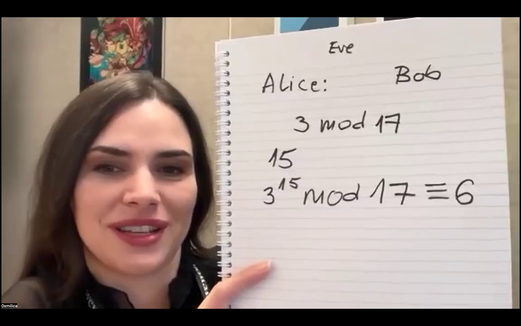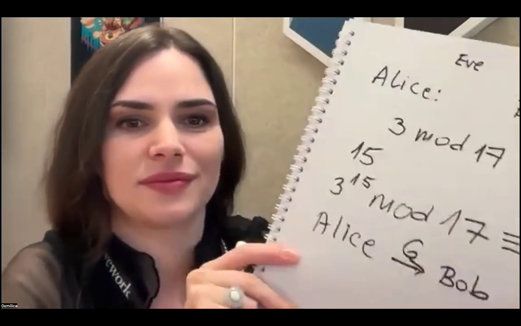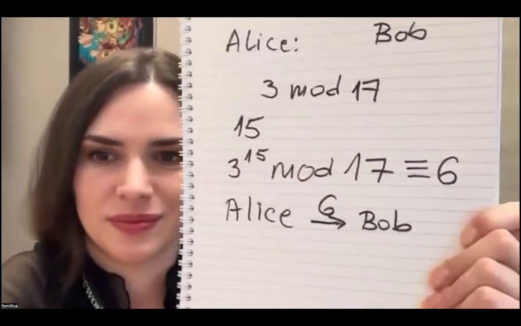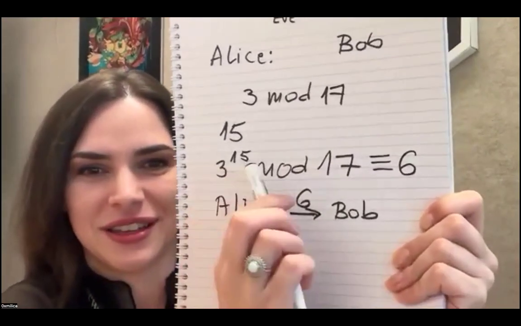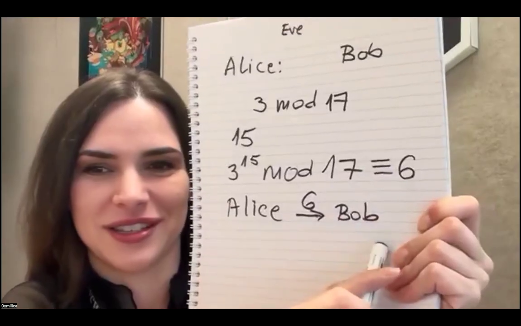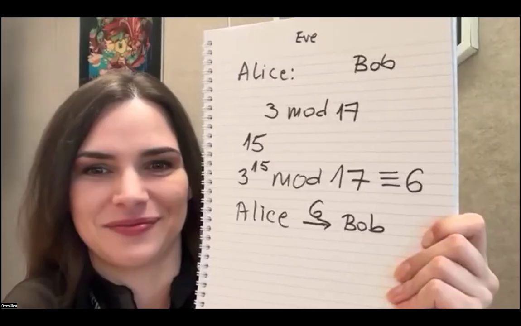So what will happen here is that Alice will say, okay, here, Bob, I'm sending you the number 6. You should write this down, because I suppose I will get questions, okay?